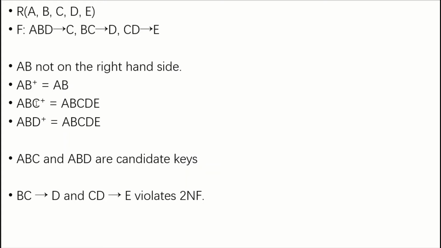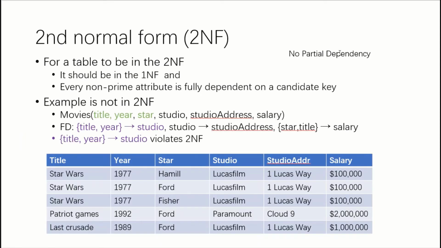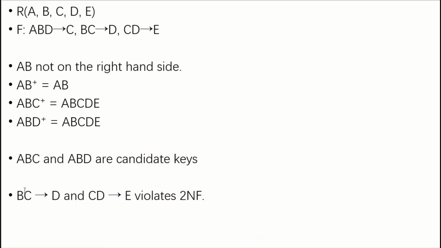And when we have these candidate keys, we find that these two functional dependencies will violate the second normal form, because on the left hand side we have BC. It is only a part of my candidate key, so it fails the partial dependency criteria. So in this case, BC implies D and also CD implies E. Both of them violate the second normal form.